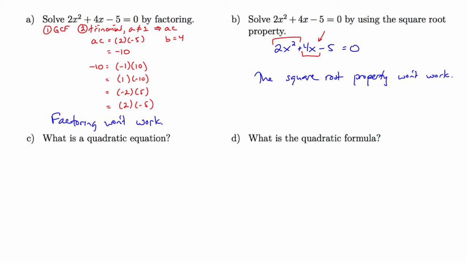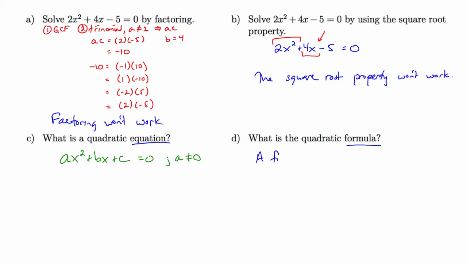Question C, what is a quadratic equation? A quadratic equation is any equation that can be put into the form ax squared plus bx plus c equals 0, where the a value is not equal to 0. So that is a quadratic equation. In part D, we are asked, what is the quadratic formula? Notice it is a different word. A quadratic equation is an equation you're trying to solve. The quadratic formula is a method we can use to solve any quadratic equation.